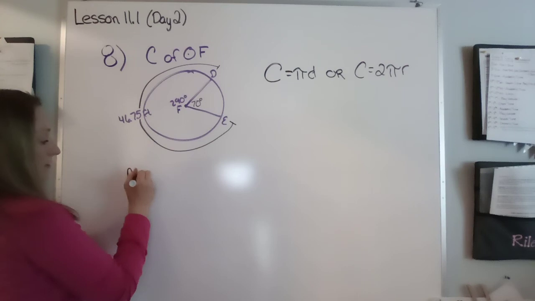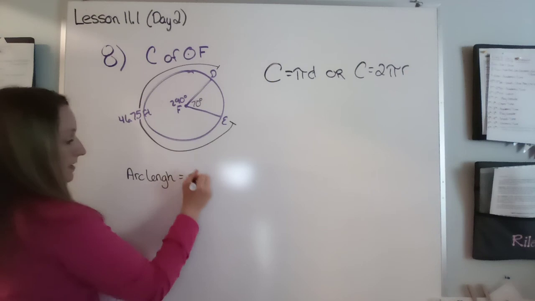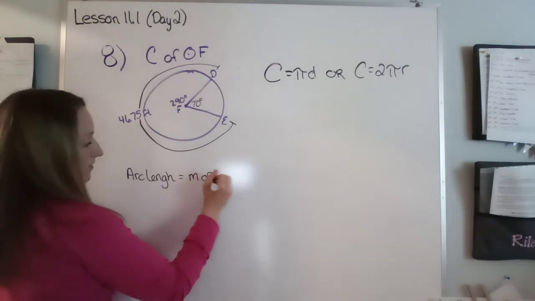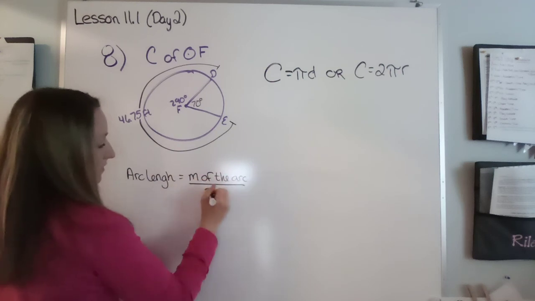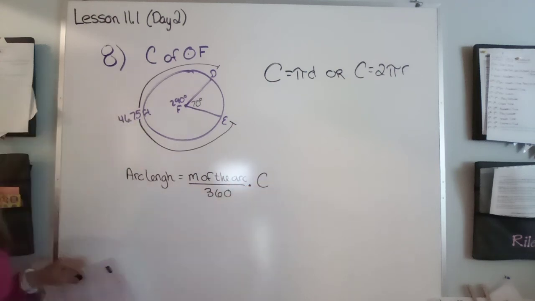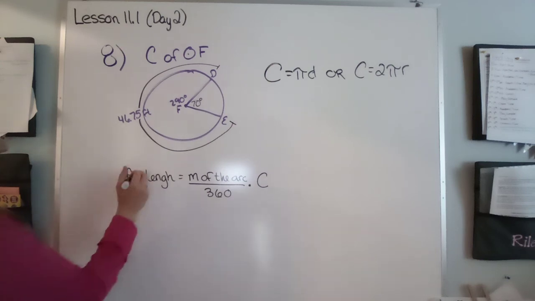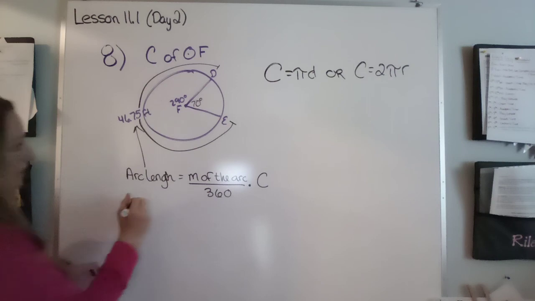So arc length is equal to the measure of the arc over 360 times circumference, 2 pi r. Okay, so I'm given an arc length. I'm given that arc length right there. It would be nice if I spelled length correctly. I'm looking at it and I'm like, that doesn't look right. Forgot the T. I'm given the arc length of 46.75. So let's fill that in.